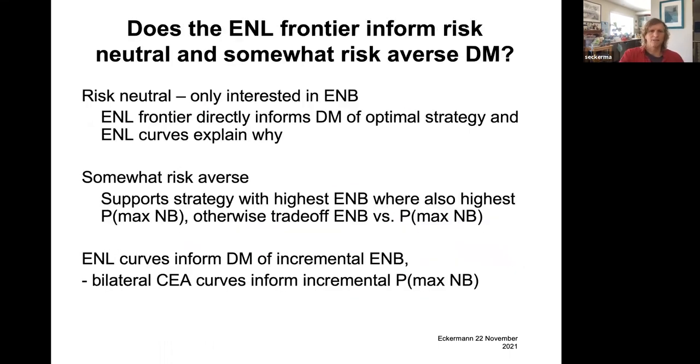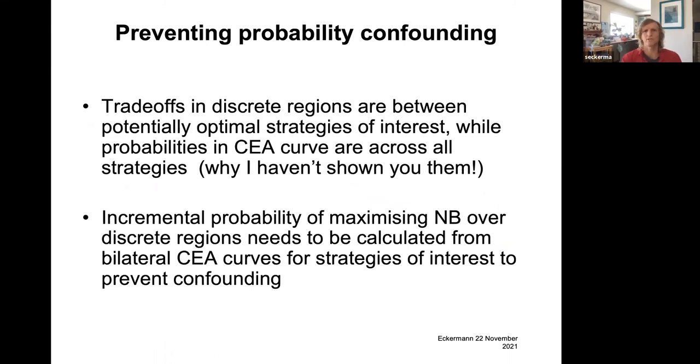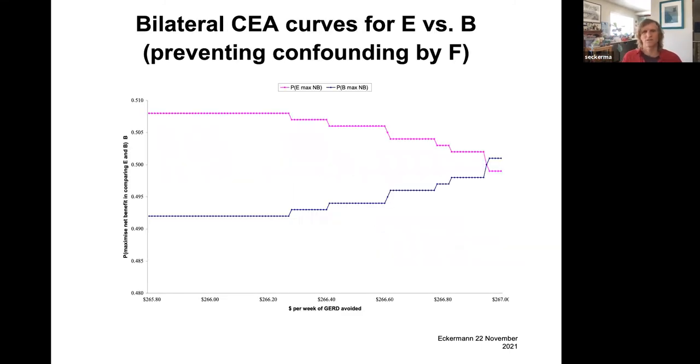So to prevent confounding, we are going to look at discrete regions between potential optimal strategies of interest. And the CEA curves, that was one of the problems of them. They're always going to give you the probability across all strategies rather than the strategies of interest. But anyway, if you are potentially risk averse, you can look at bilateral comparisons, for instance, between E and B, around $269. It turns out it's a very small area, about a dollar per week of GERD avoided, from 268 something to 269 something, where you're going to get a potential trade-off. If we'd looked at the CEA curves, that region, because of confounding by strategy F, was about $7. But this is the true region where you're potentially going to get a trade-off occurring.